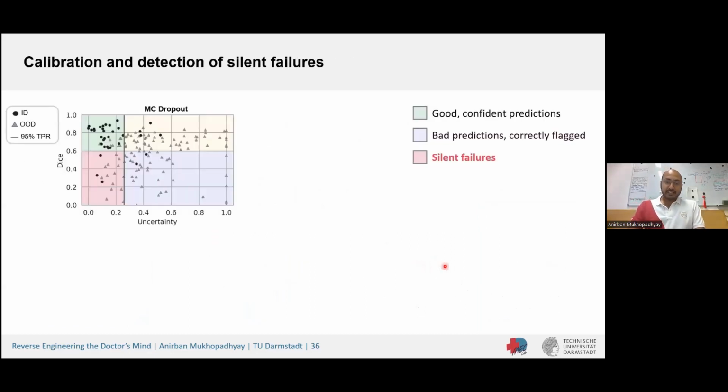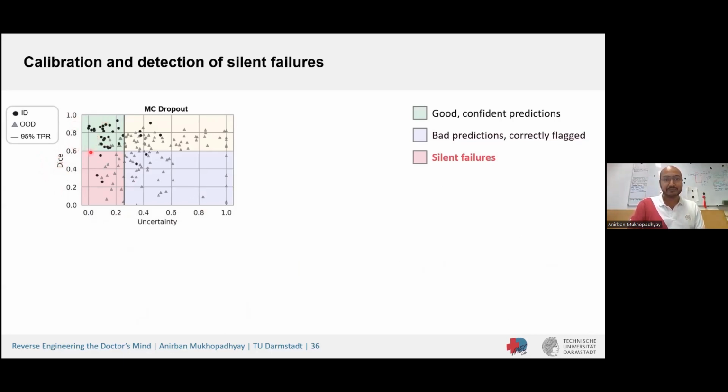And to understand how reliable this method is, we basically looked at multiple methods. I will immediately show the tables, etc. But let's try to understand these graphs for a second. What we are looking at is a graph where the x-axis is the uncertainty and the y-axis is the performance of the segmentation in terms of dice.